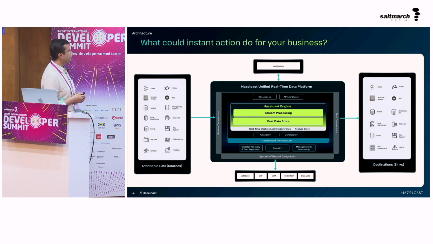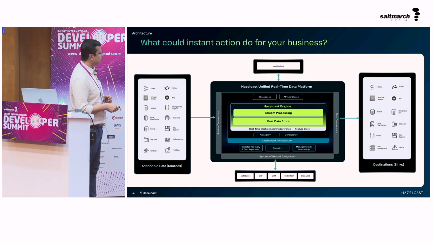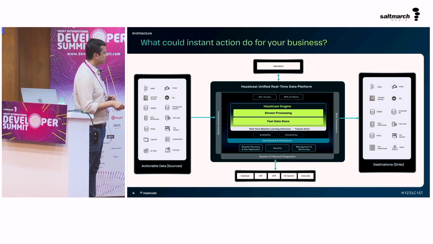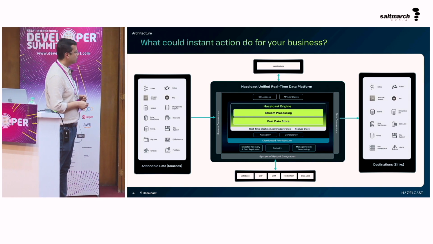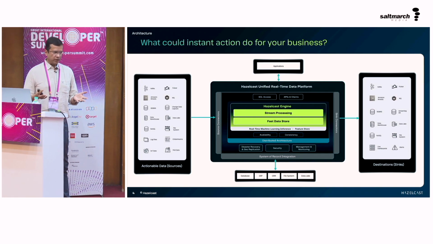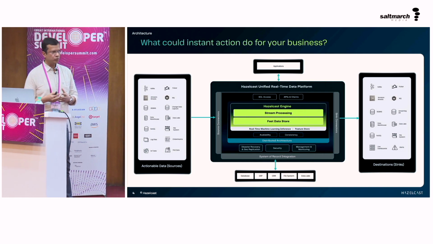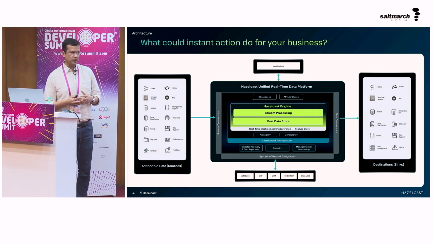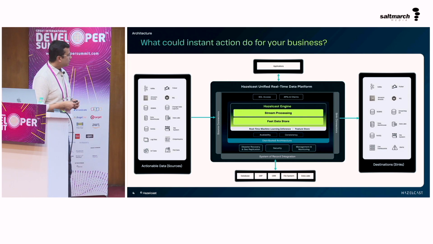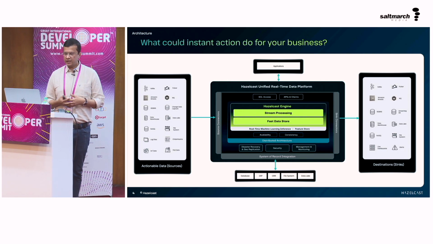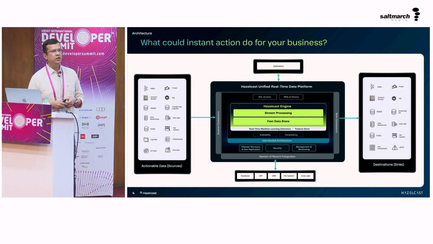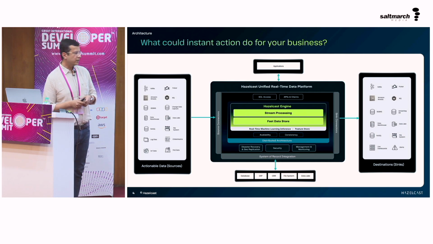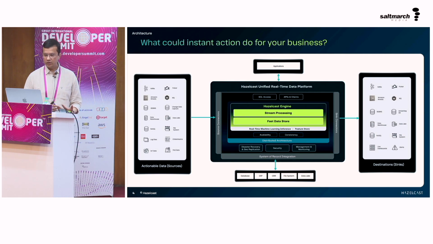We call our platform the Unified Real-Time Data Platform. It is unifying stream processing and a fast data store, and it's a data platform. The fast data store is what you know already about Hazelcast, the cache. Stream processing is basically adding compute and the ability to act on data as it streams into Hazelcast.